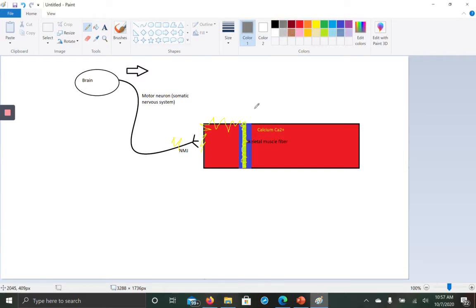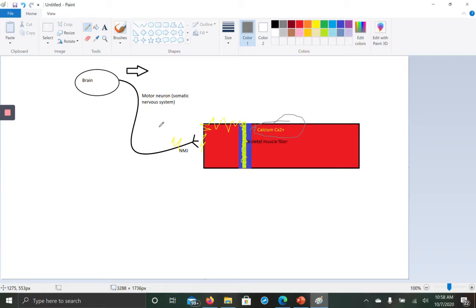So specifically, we're looking at calcium flowing out of the sarcoplasmic reticulum. That means now there's going to be a bunch of calcium in the cytoplasm of the muscle cell, in the sarcoplasm. And calcium is the final go signal for contraction.